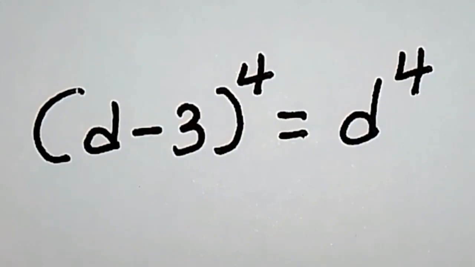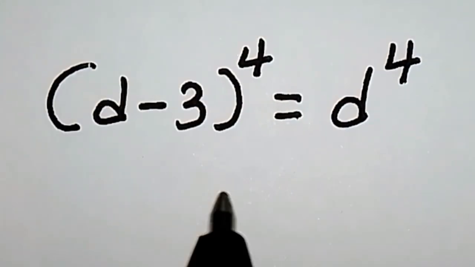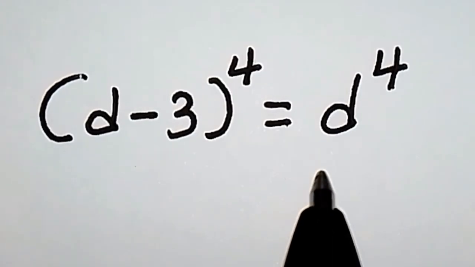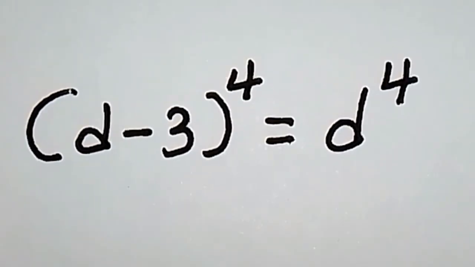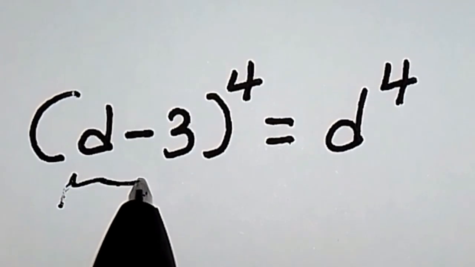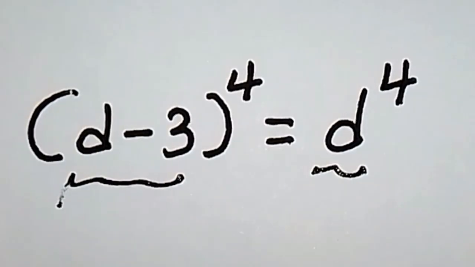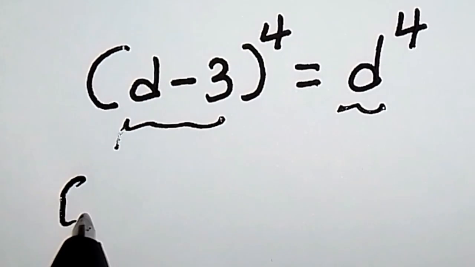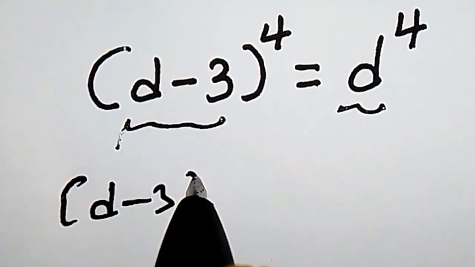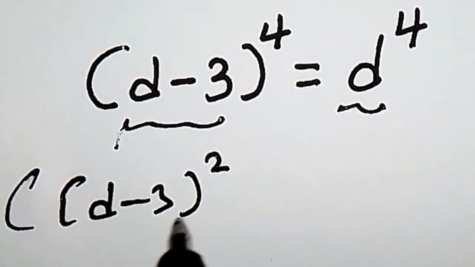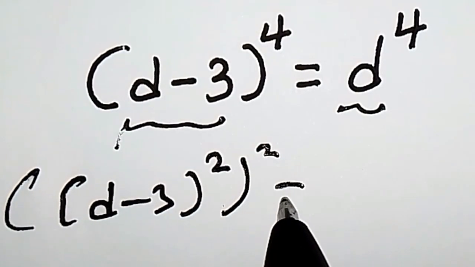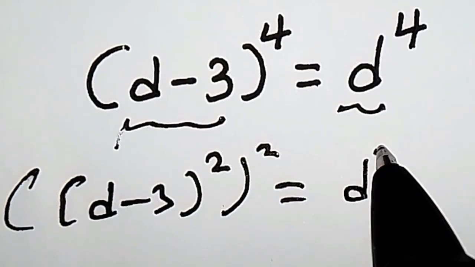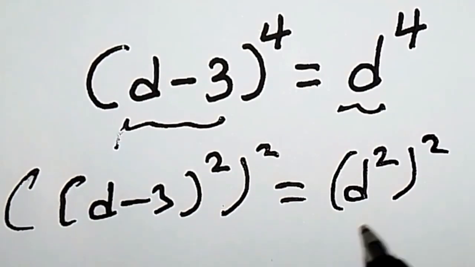Hello. How do we solve this quartic equation? (D - 3)^4 = D^4. The first thing we are going to do is to rewrite this guy and this guy. (D - 3)^4 could be written as ((D - 3)^2)^2, equal to D^4, which can also be written as (D^2)^2.